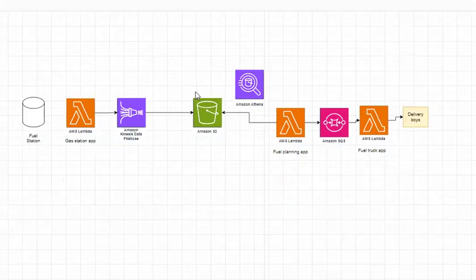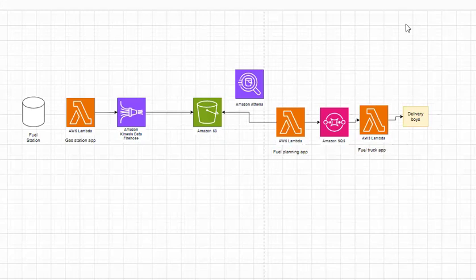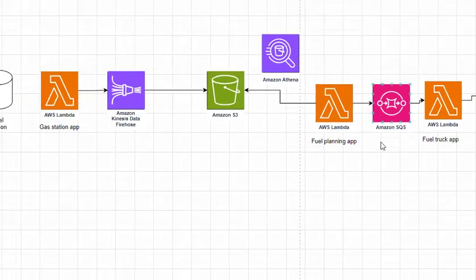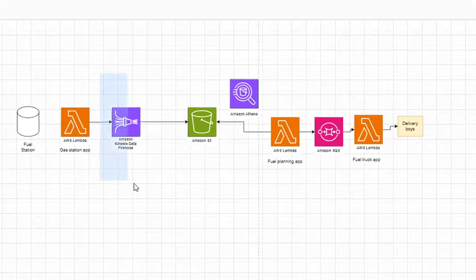Now, in this lab, this is the architecture that we developed. To execute this architecture, I've already created a Lambda function and one S3 bucket to store my data lake. I've also created the Lambda functions, that is the fuel planning app and fuel truck app. Don't worry, I'll explain that. I also created this SQS service for you. But now we focus on these things.